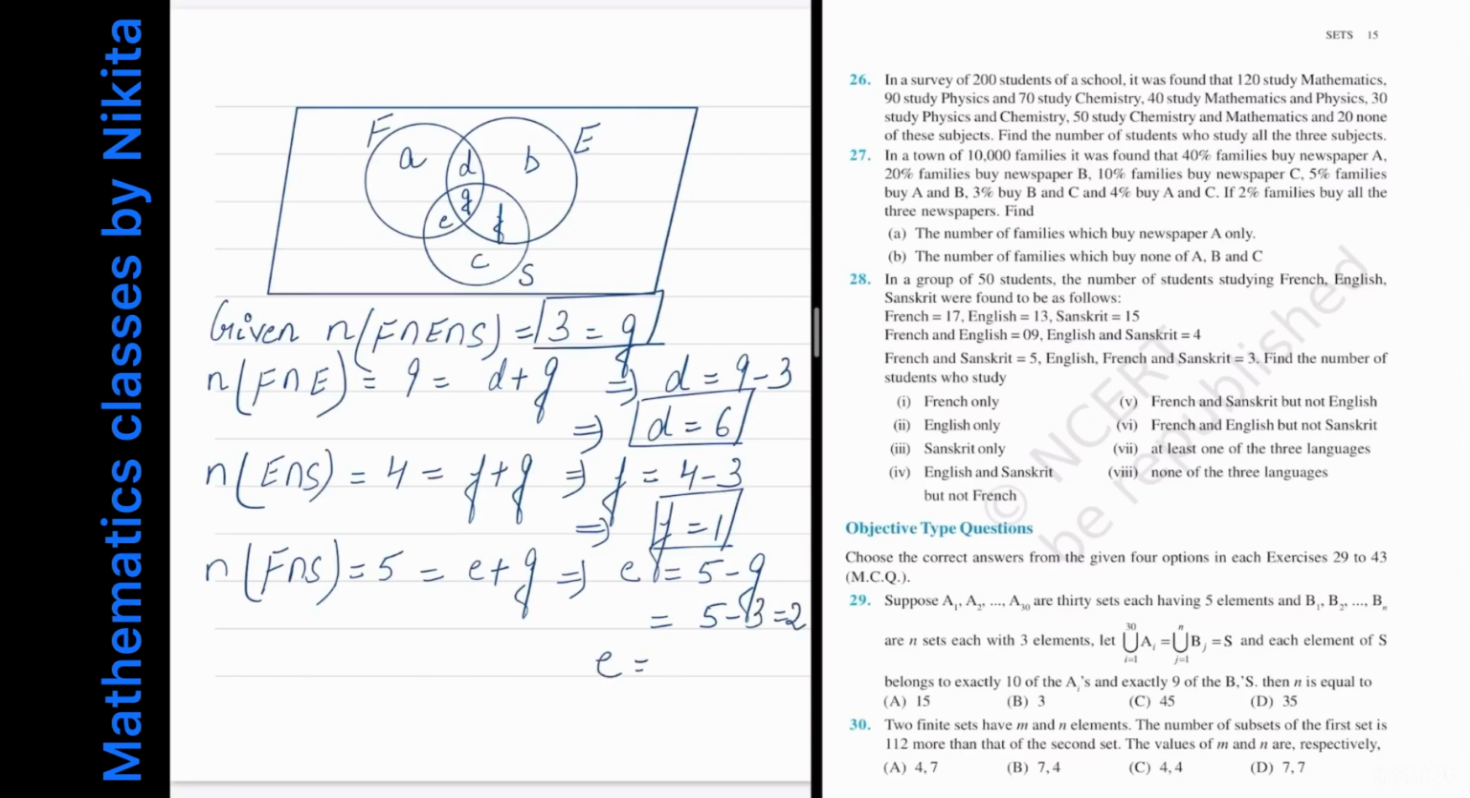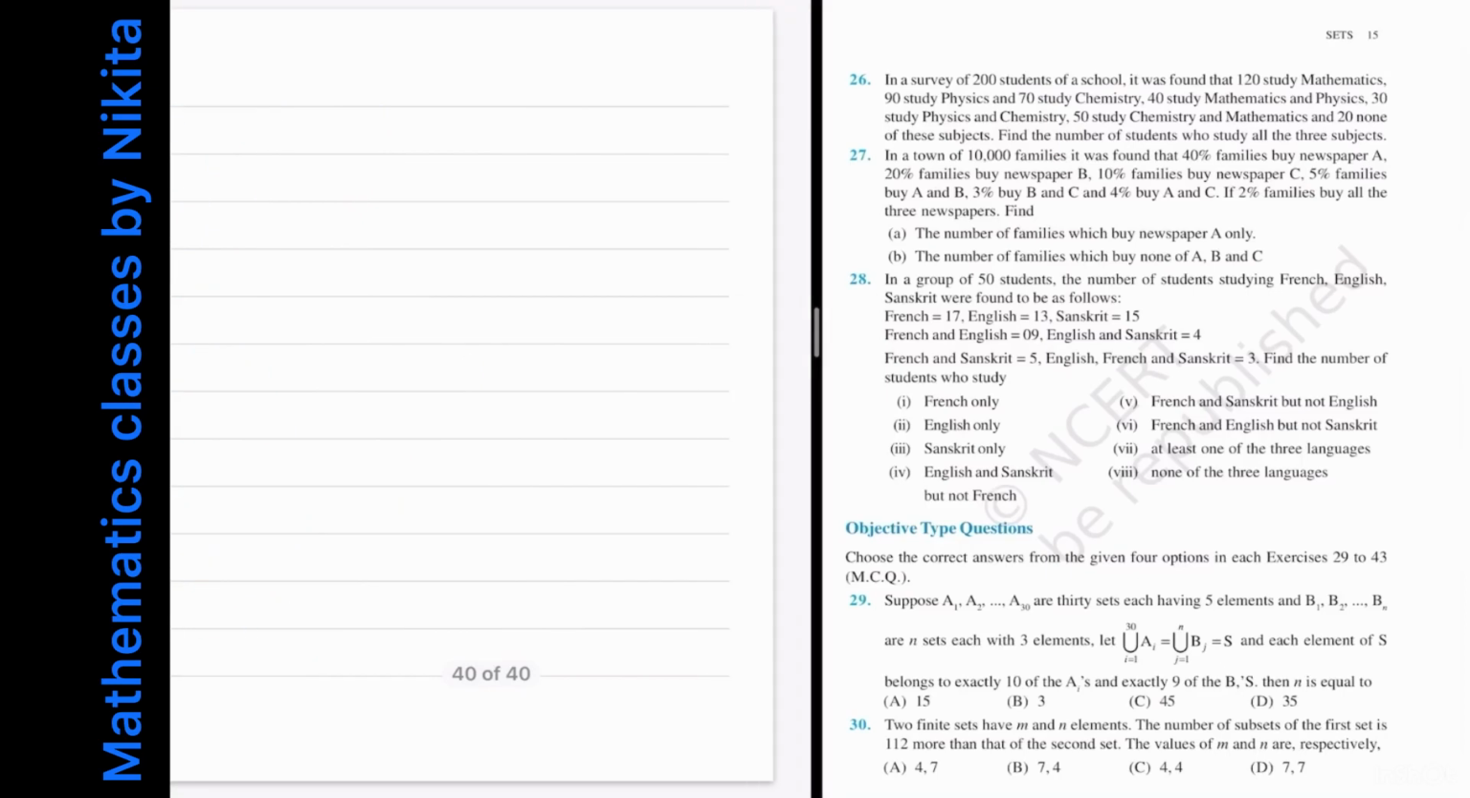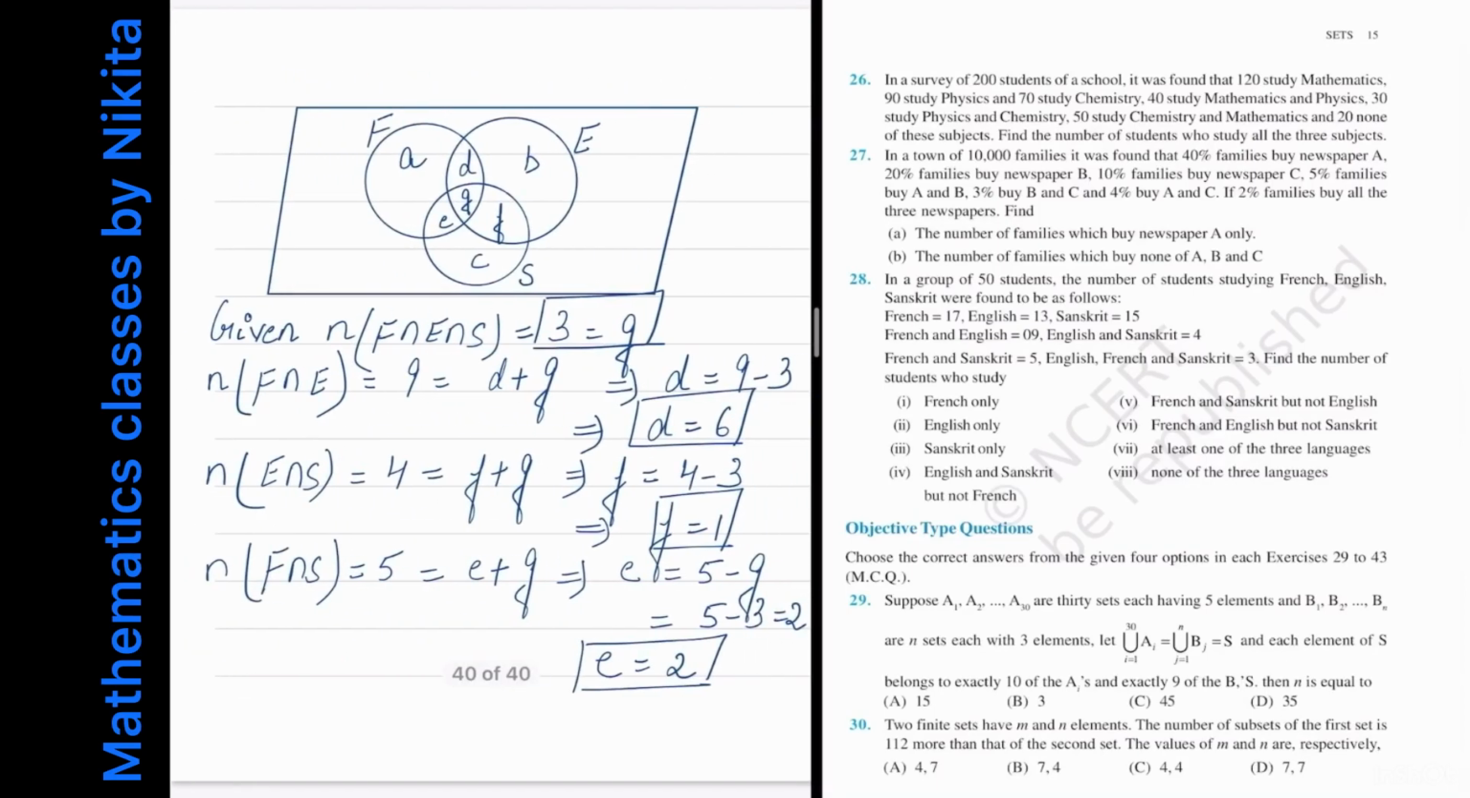So E is equal to 2. Now next, what is given? Now take the whole of the sets. So first it is given the number of students who study French. So N of F is given to be 17. Now from the Venn diagram, what is this equal to? The whole of the F. The whole of the F is this thing, and this is equal to A plus D plus G plus E.